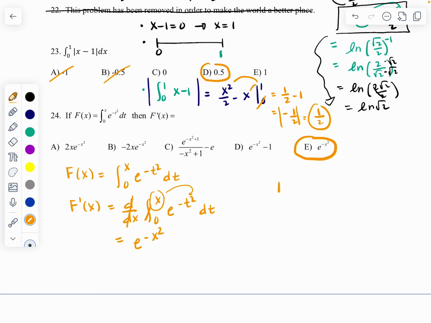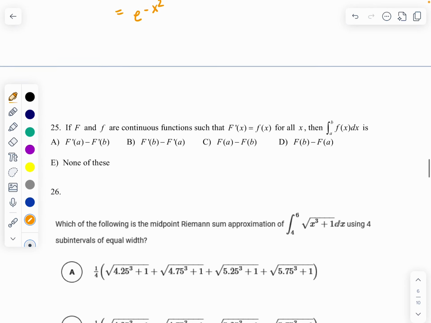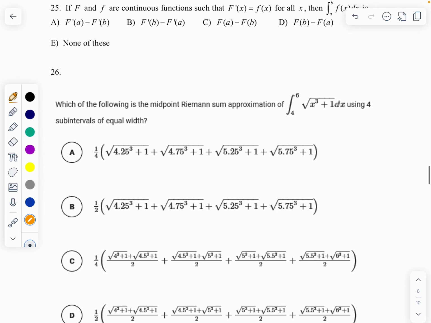Okay, so you guys, FTC2. Remember that never really goes away. Make sure that you know that as well. Okay? Let's go ahead and do another page. I feel like I can get 2 pages done.